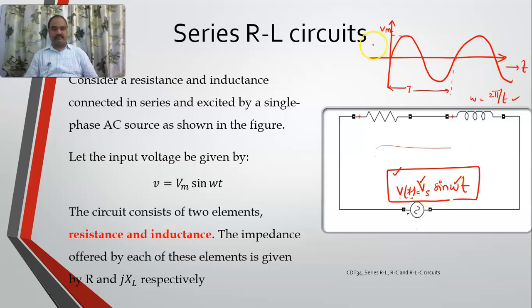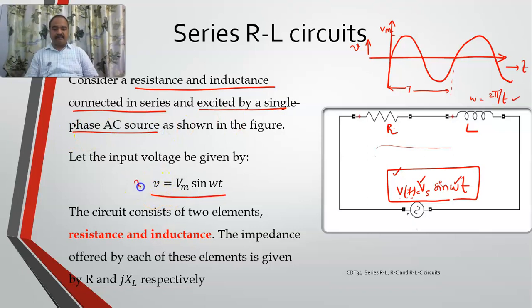Now this is a combination of R and L, connected in series and excited by a single phase AC source. Consider a resistance and inductance connected in series and excited by a single phase AC source with the input voltage given by the instantaneous voltage v of t is equal to Vm sin omega t. Now the circuit consists of two elements, right?